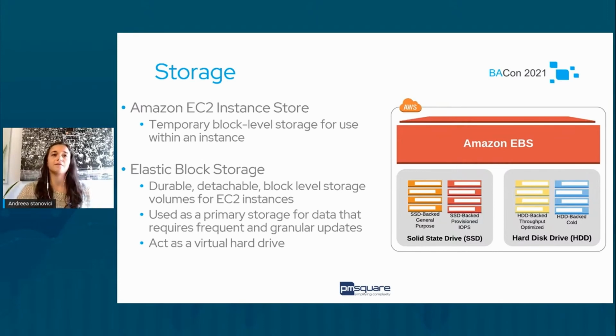So many people opt for EBS, which is elastic block storage. It can be used as a primary storage for data that requires frequent and granular updates. This could be for a database or a file system. It is very durable, detachable, and there's also very low latency. You can launch an EBS volume with multi-AZ, so multiple availability zones. This means that AWS would replicate the data volume across multiple servers within that availability zone and other zones to help keep it reliable, durable.